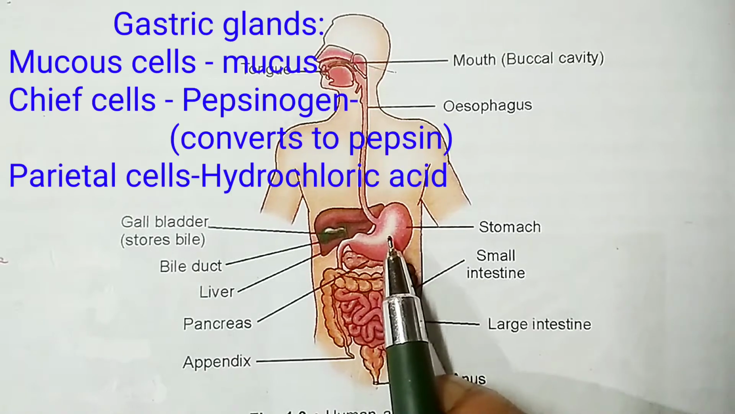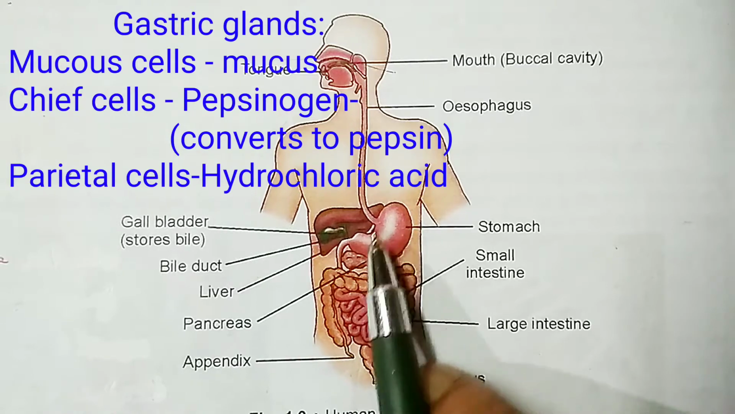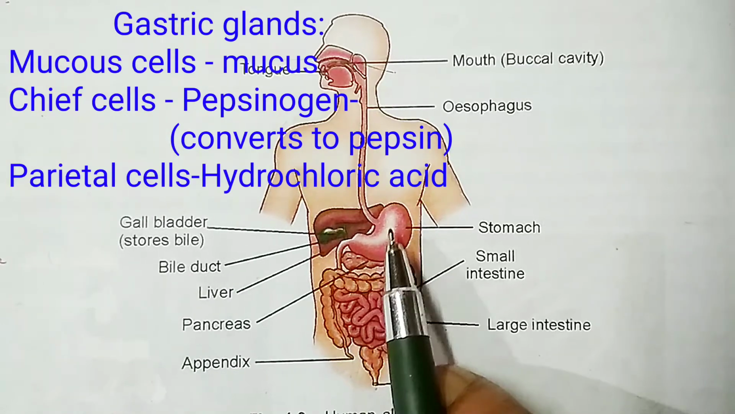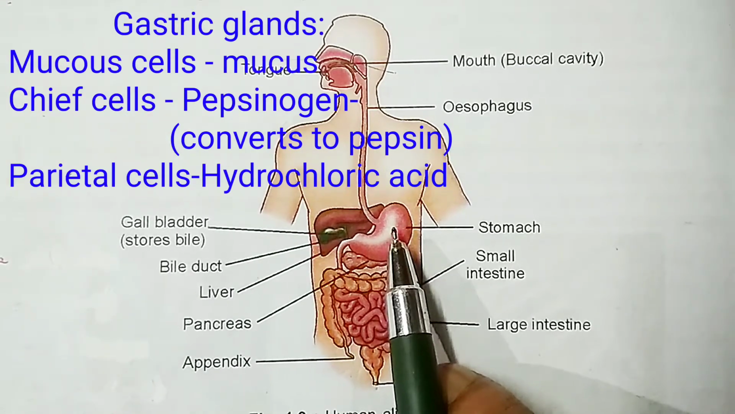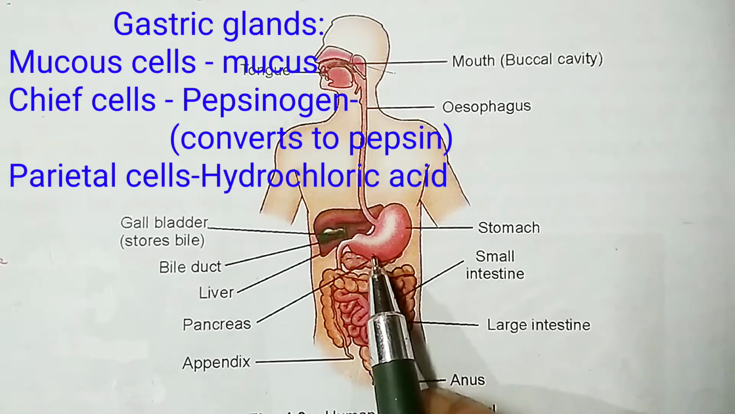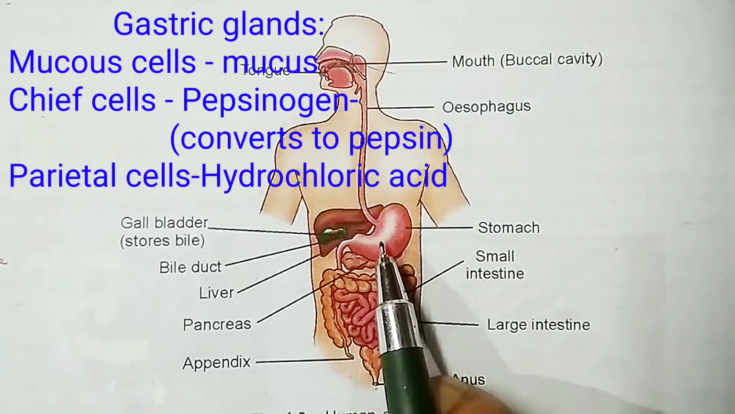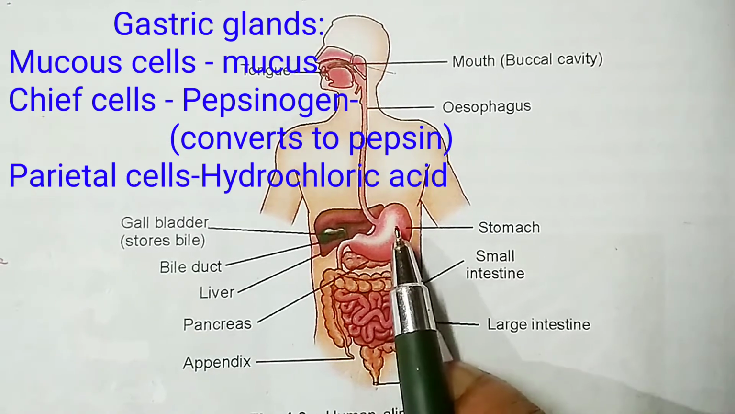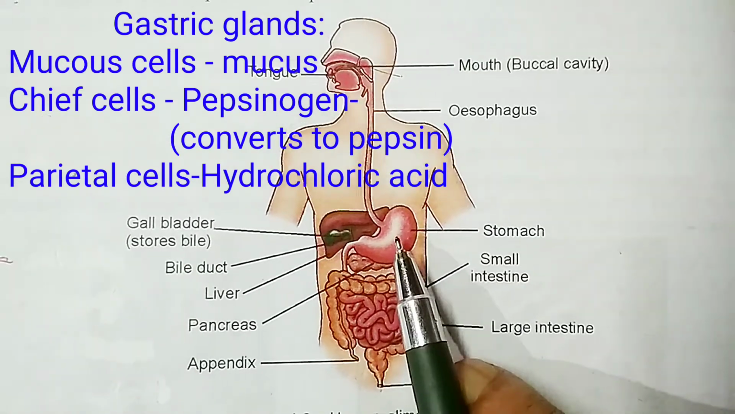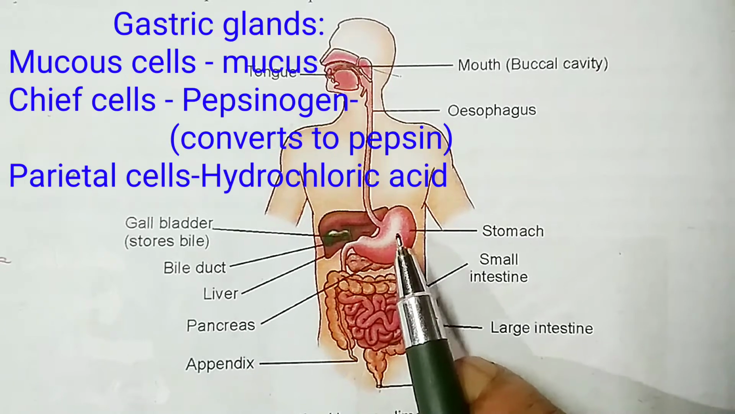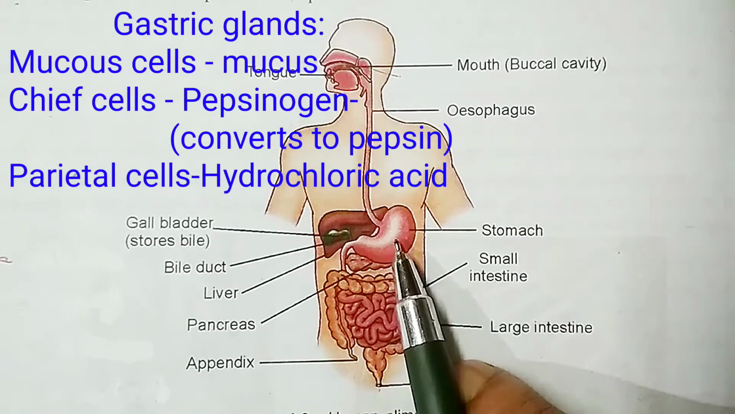Inside the stomach there are gastric glands, and generally they are present on the walls of the stomach, and they contain three types of secretory cells. First one is called mucus cells. The mucus cells present on the walls of the stomach produce mucus, and that mucus protects the lining of the stomach from the corrosive action of hydrochloric acid that is released by the gastric glands.